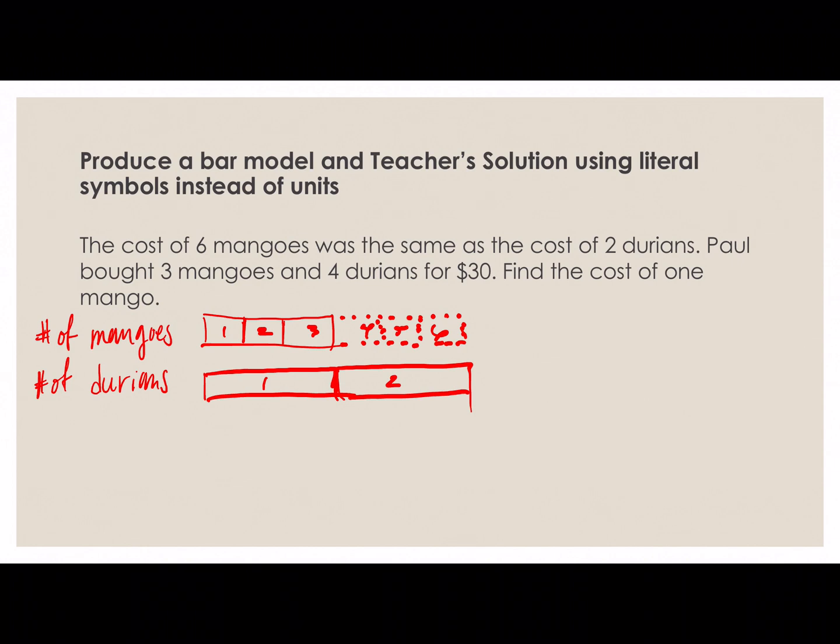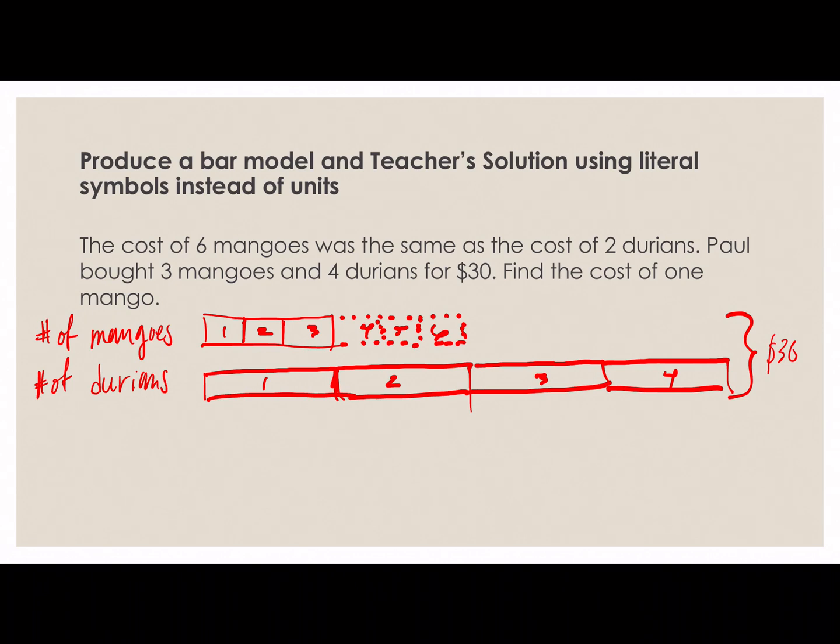Now, there are 6. Oh, and Paul bought 3 mangoes, so the number of mangoes is already depicted, and 4 durians for $30. So we need a couple more durians in here. And all of this is going to be $30. Find the cost of 1 mango. So my question mark is up here.